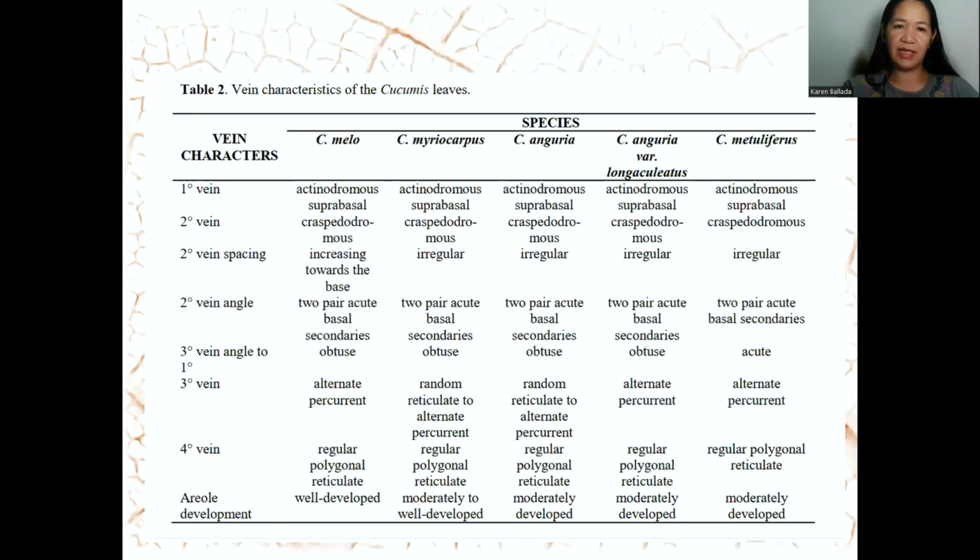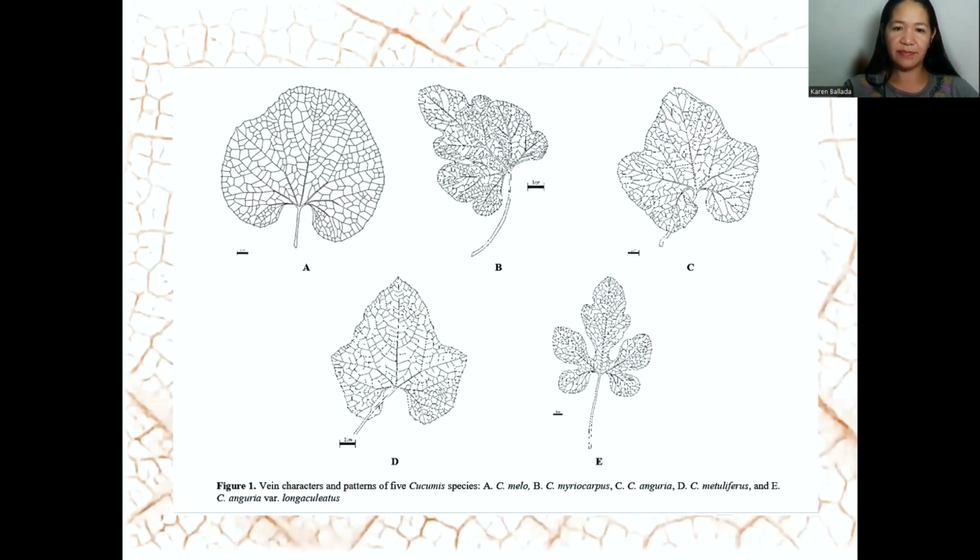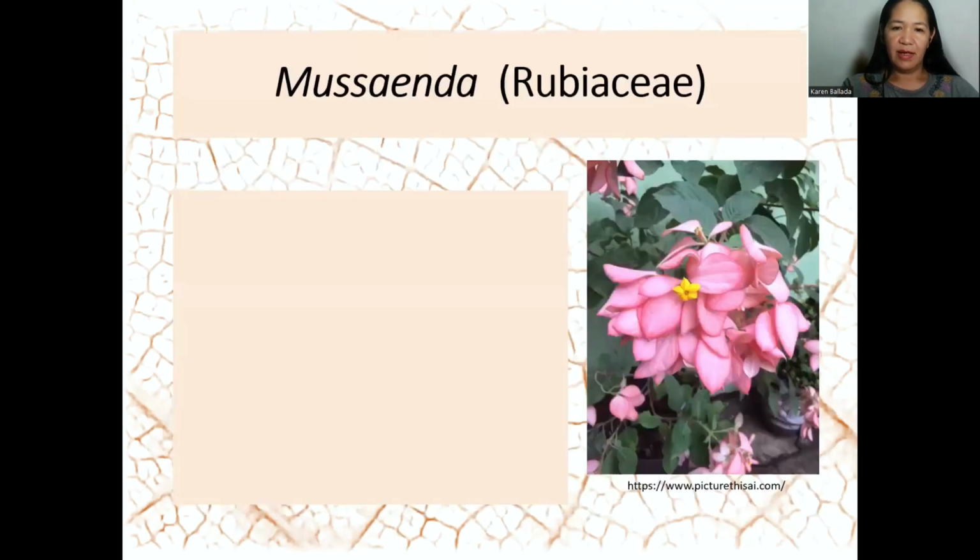In terms of the vein characteristics, you have it here. There you have the results from the primary vein, secondary vein, tertiary vein, quaternary vein, up to the areole development. So again, making use of these different characters will help a lot in delineating the different species of Cucumis. These are some of the vein characters and patterns observed from the 5 Cucumis species that they studied in this paper. Okay, another group is the Mussaenda.